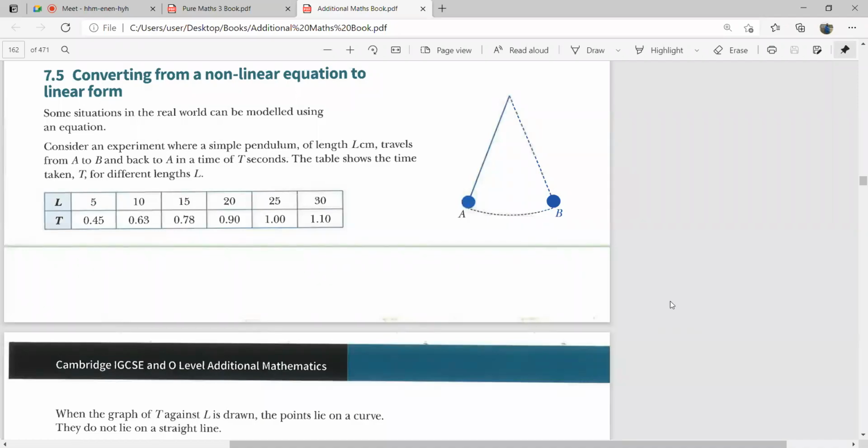All right, guys, look at this. The topic is converting from a non-linear equation to linear form. It's a very good name given to the topic, which is actually known as the linear law. Okay, the topic is actually the linear law. Now why do we need to have this linear law, or why do we need to convert a non-linear equation to the linear form?